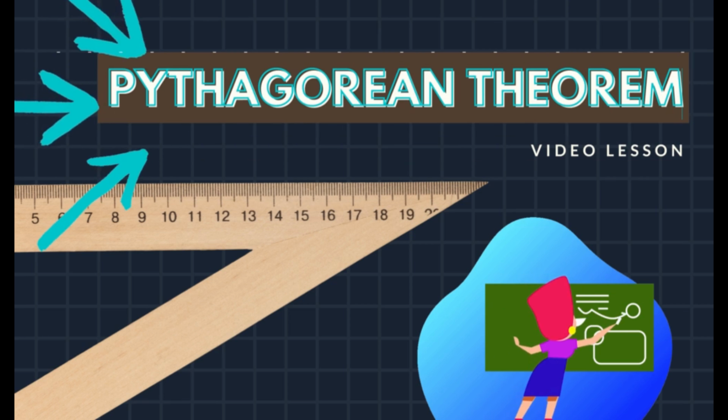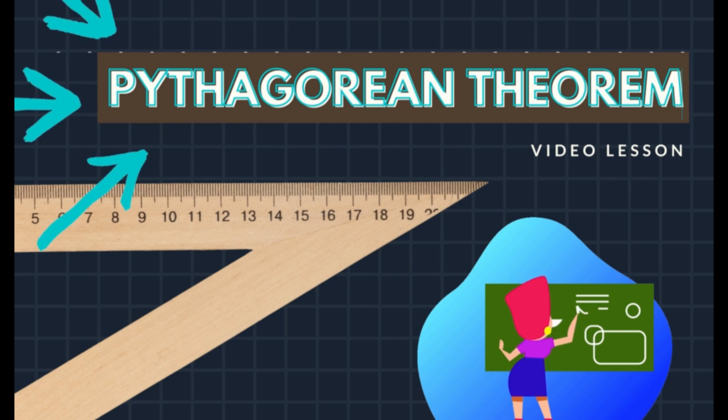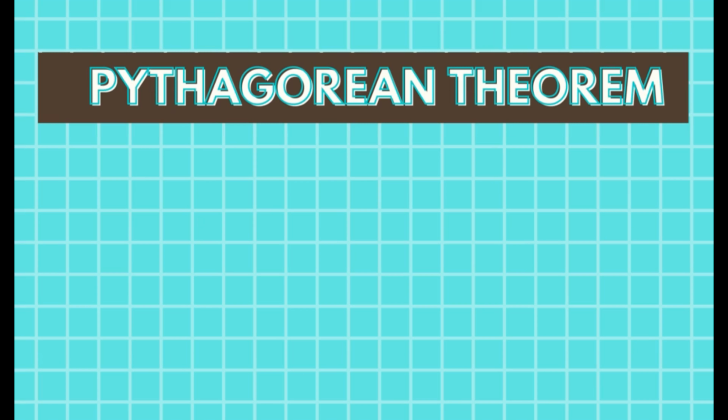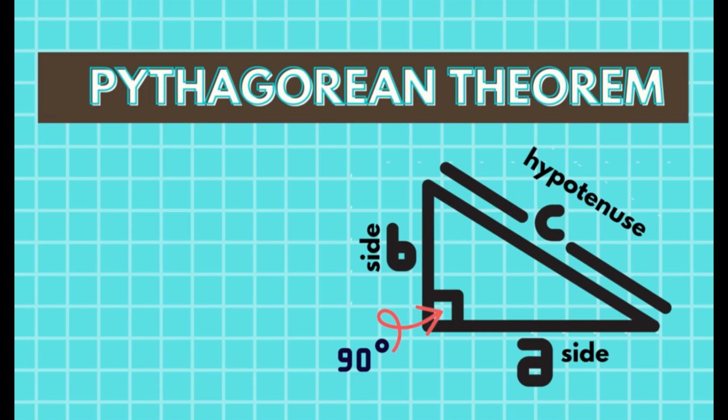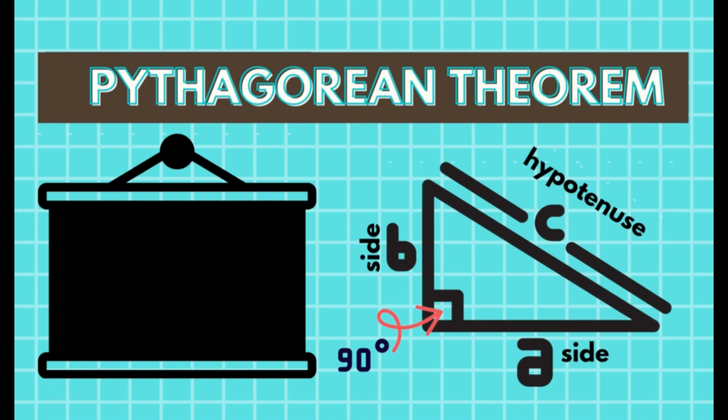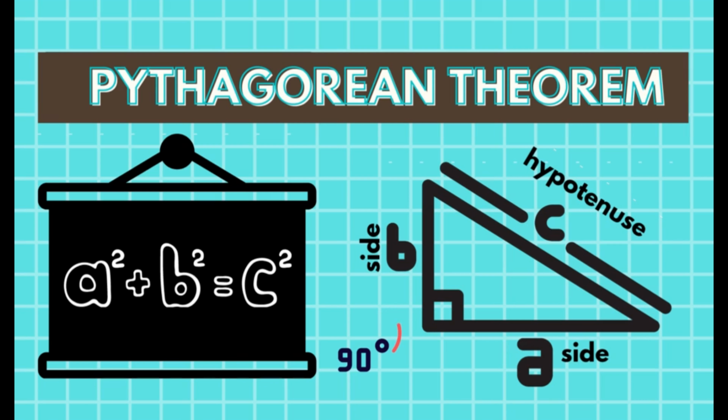In this lesson, you will be learning everything about the Pythagorean Theorem. The Pythagorean Theorem is a formula used to solve a right triangle. Right triangles are triangles with a 90-degree angle. C is the longest side of the triangle, called the hypotenuse. It is found at the opposite side of the right angle, while a and b are the other two sides. In a right-angled triangle, the square of the hypotenuse is equal to the sum of the squares of the other two sides.